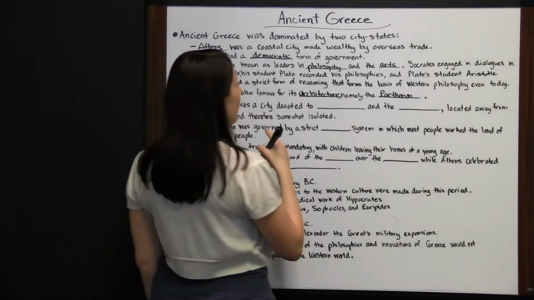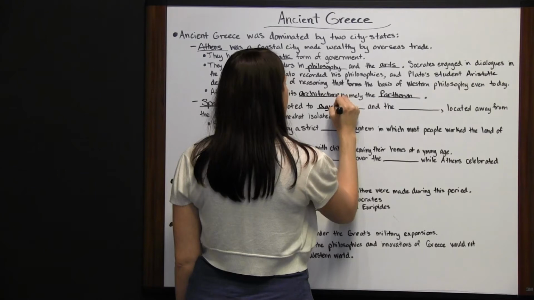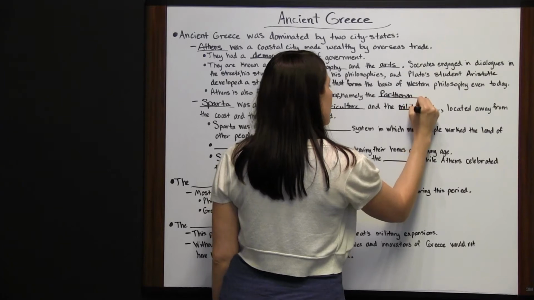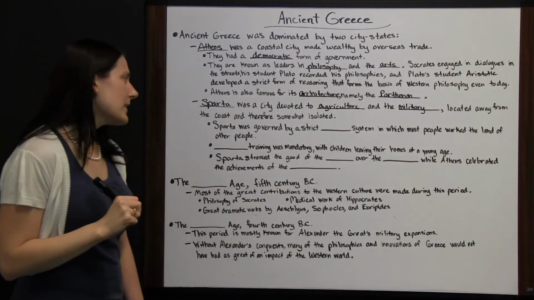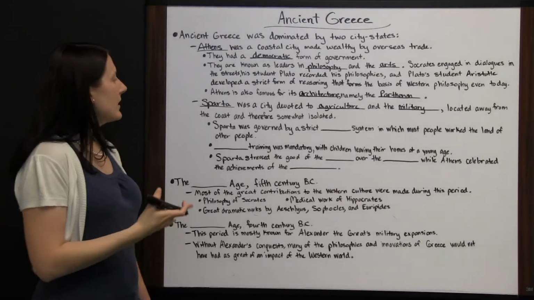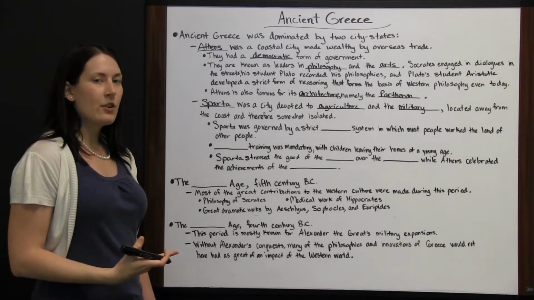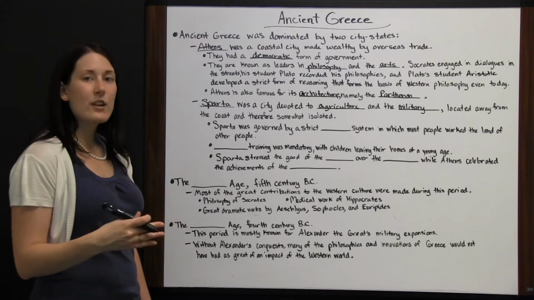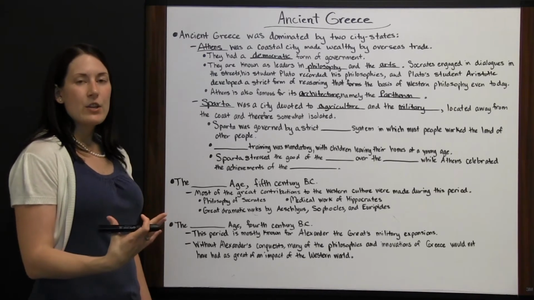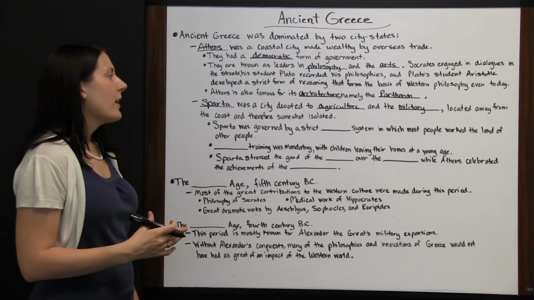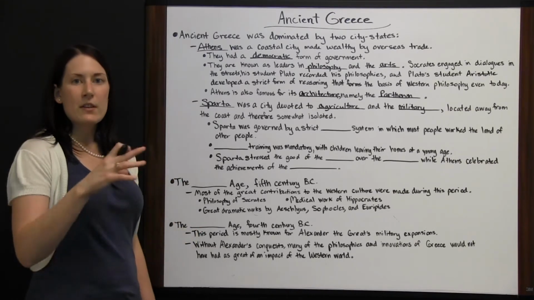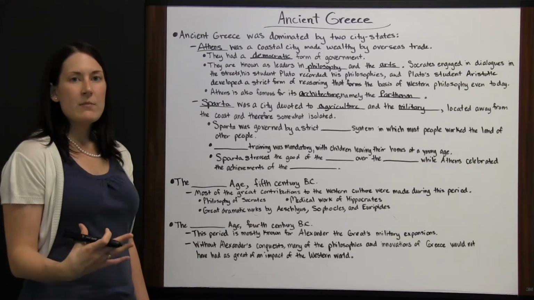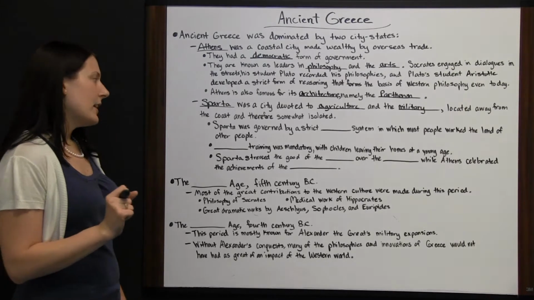Sparta was a city devoted to agriculture and the military, located away from the coast and therefore somewhat isolated. So Sparta wasn't as concerned with trade. They didn't live near the coast. They were concerned with agriculture, and they developed a strong military. They didn't try to interact with their neighbors very much. They didn't use open sea to travel anywhere very often. They weren't as big on trade. They were bigger on staying where they were, focusing on agriculture, focusing on military. So they were able to defend themselves and conquer other areas if necessary.